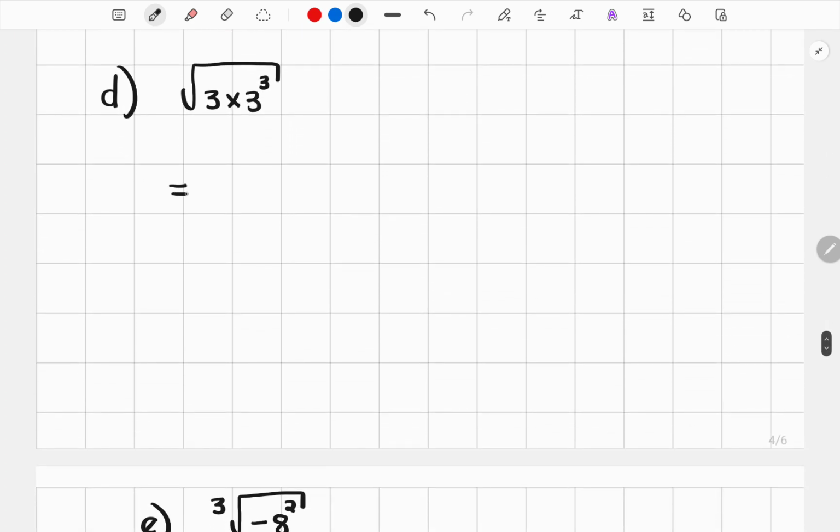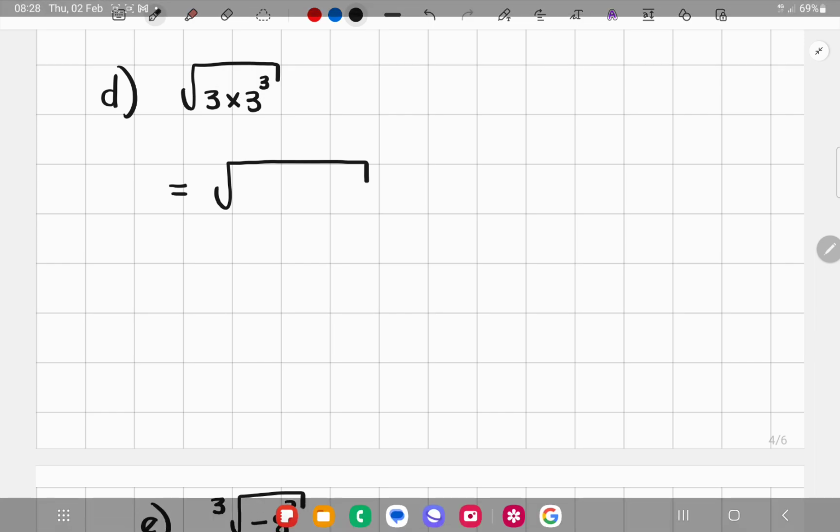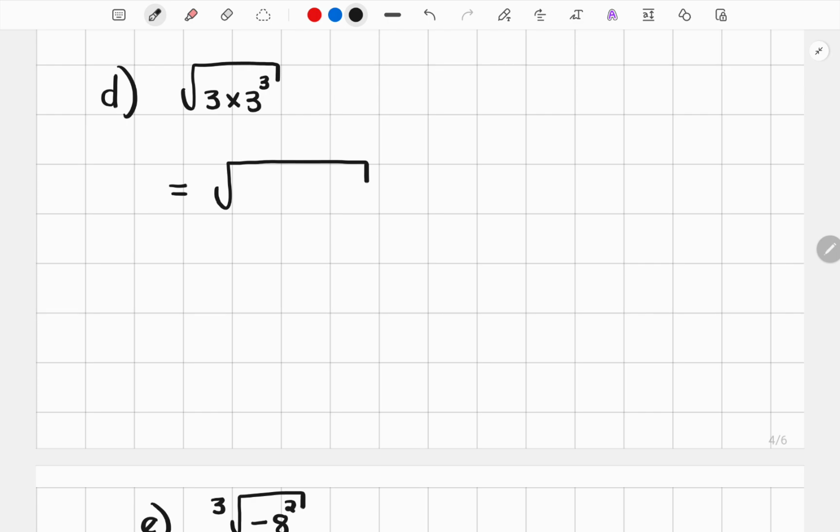Okay, over here, let's simplify. Same with a square root. It works almost the same as a bracket, so you're going to first simplify whatever's underneath the bracket, and then you're going to take the square root away. So 3 times 3 to the power 3. 3 to the power 3 is 27, and 27 times 3 gives you 81. Now you can say take the square root away. Square root of 81 is 9.